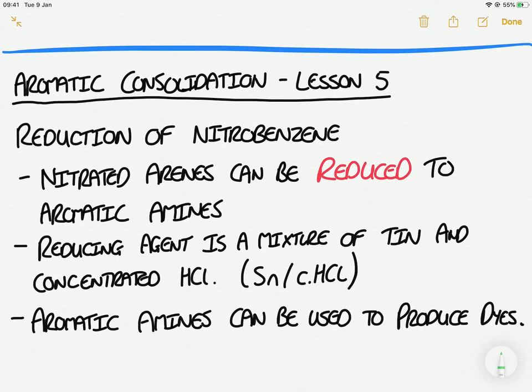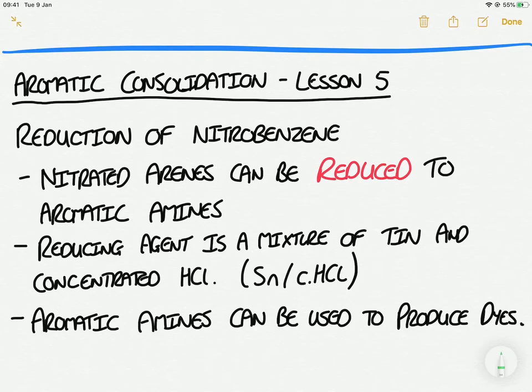So again, here are the facts, right? You can take nitrobenzene or some similar nitrated arene and you can reduce it to an aromatic amine. The reducing agent is a mixture of tin and concentrated HCl, and you would probably heat it in that mixture, possibly under reflux, in order to get the reaction to go. Aromatic amines can be used to produce dyes and polymers and some other stuff too, but the main use that you're supposed to be aware of is that they are used in dyes.